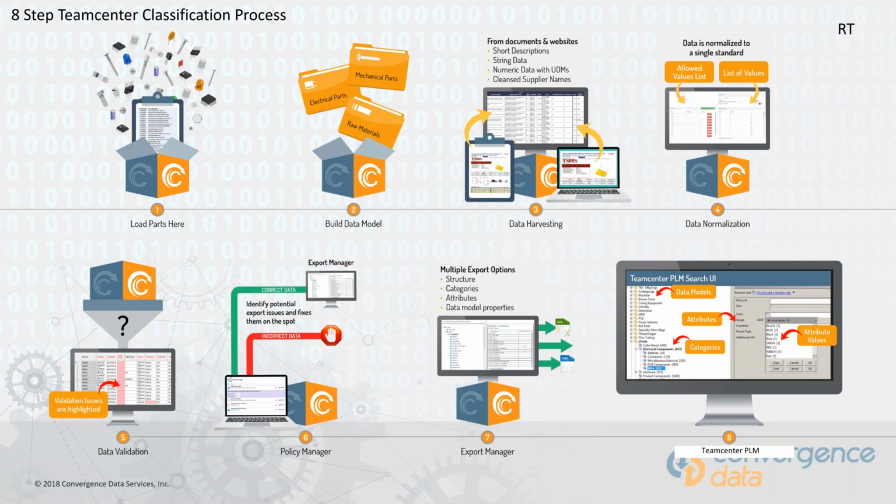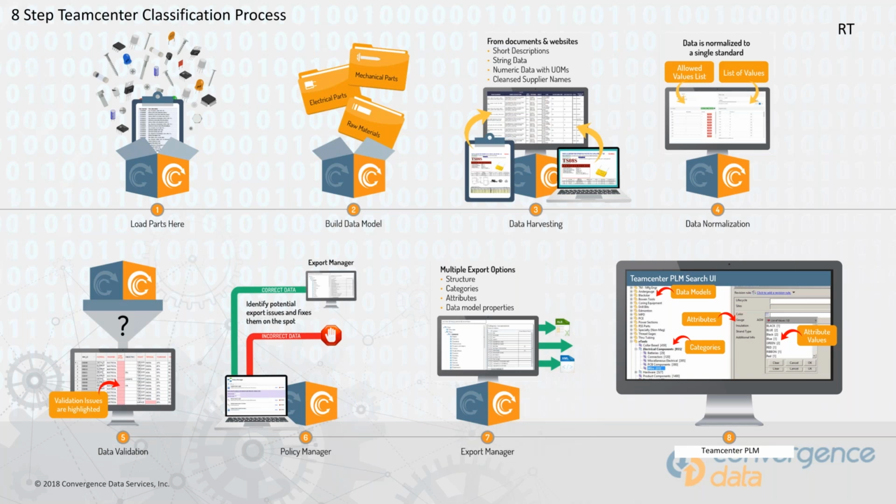Today's presentation is going to be focused on these 8 steps. We call them the 8 steps Teamcenter classification process. Step number 1, we start with a parts list. When we engage with a customer, they prioritize the parts or products that they want to classify and enrich with attribute data. We take that list and we build a classification structure in our software called DFR, which is designed for retrieval. That classification structure can consist of categories for mechanical parts, electrical parts, raw materials.